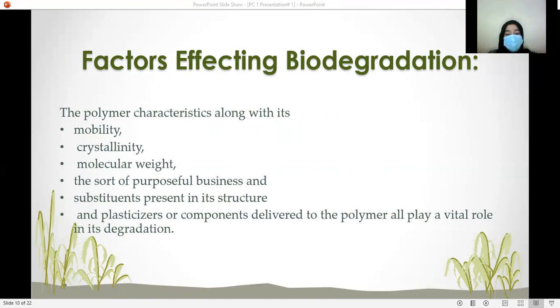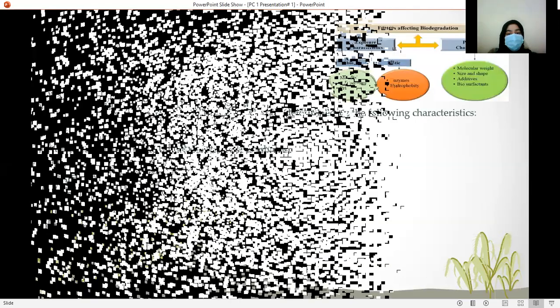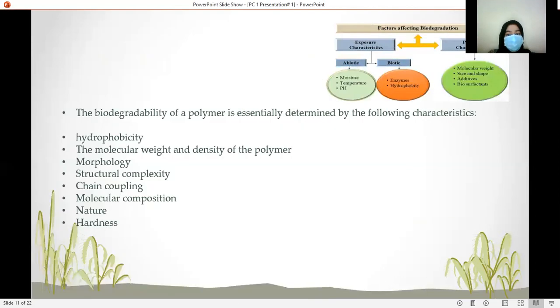The other factors involved in the degradation of polymer are the morphology, melting temperature, and degree of crystallinity. If the polymer is amorphous, then it will be degraded easily as compared to crystalline polymer. Polymers with high melting temperature are also hard to biodegrade. Okay, next one we see the eight most important characteristics which essentially determine the biodegradability of the polymer.